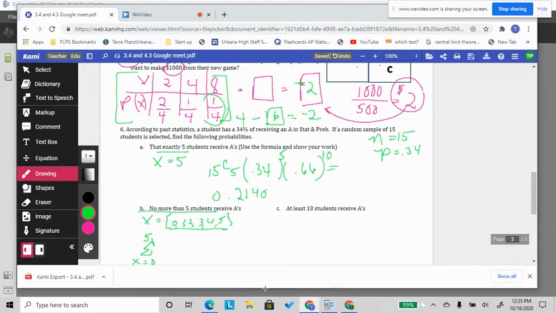Start, stop. Then 15C x, it's going to change each time. And then the probabilities stay the same, 0.34 and 0.66, just like up here. But this exponent is going to change each time. First, you're going to do it for 0, then 1, then 2, then 3, then 4, then 5. So this is going to be x. And then if this was 5 and you had 15, you had 5 successes and 10 failures, so you would have 15 minus x.